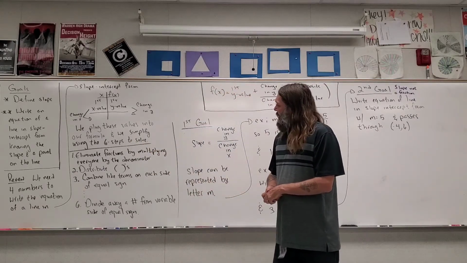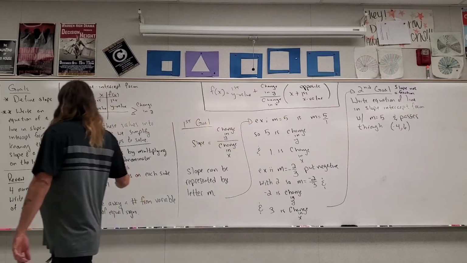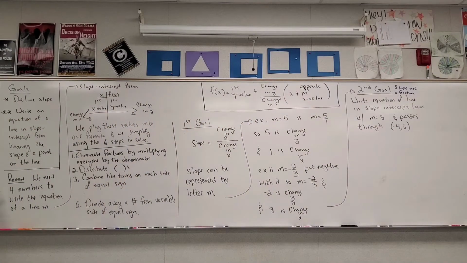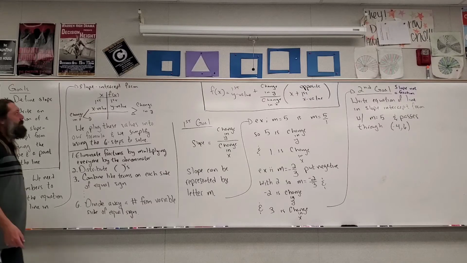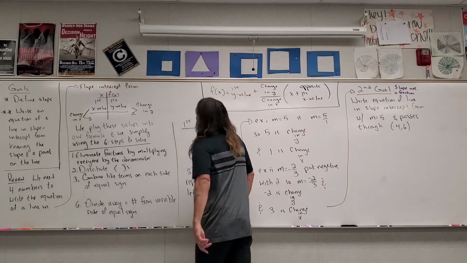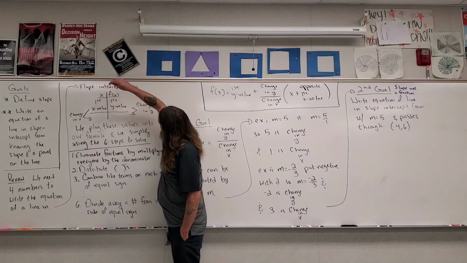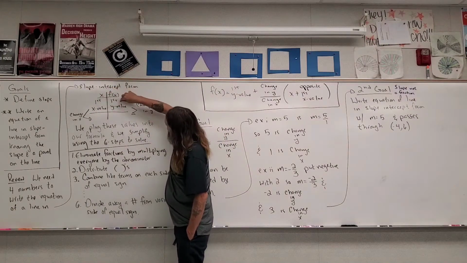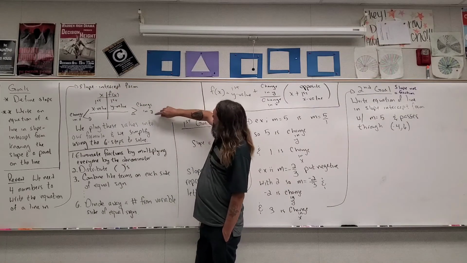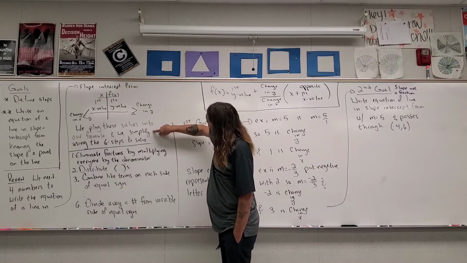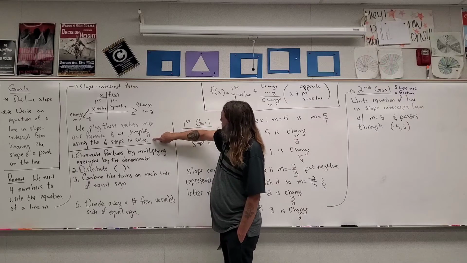All right, so anyways, let me go ahead and continue here. I'd like to do a little bit of a review. We need 4 numbers to write the equation of the line in slope-intercept form. And again, that's how I say simplify. I need to have these numbers in our table: the change in x, the first x value, first y value, and the change in y. We plug these values into our formula, and we simplify using our 6 steps to solve.